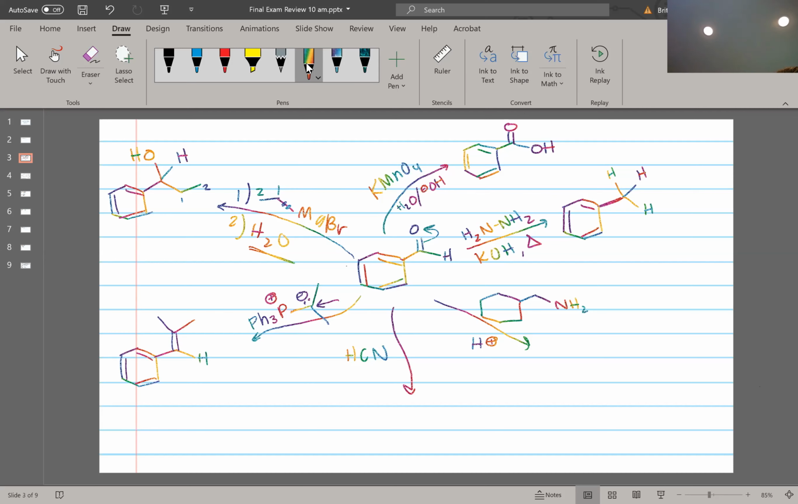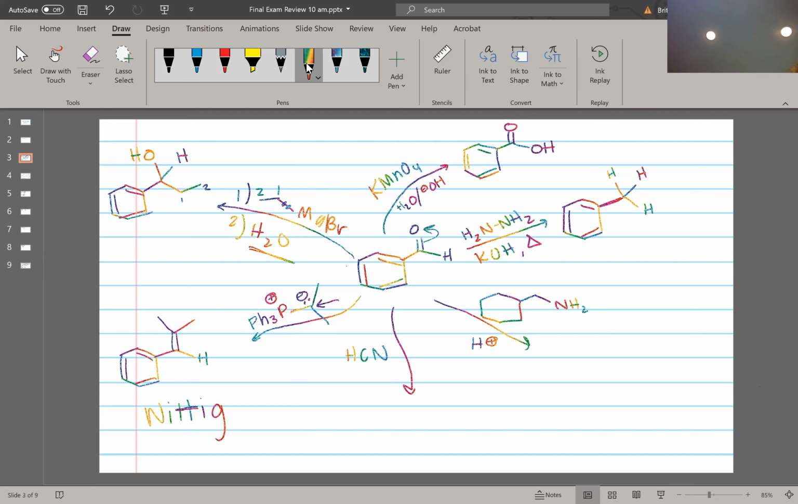Does anyone remember the name of this reaction? Wittig reaction? Yeah, this is the Wittig reaction. So if you're not sure about this one, definitely look it up and review it.